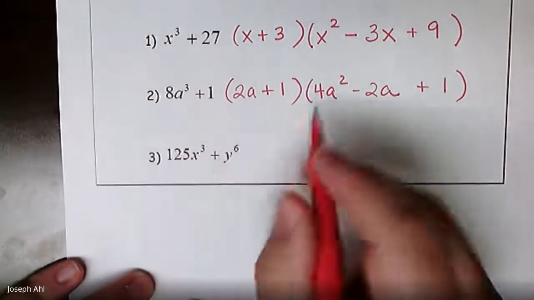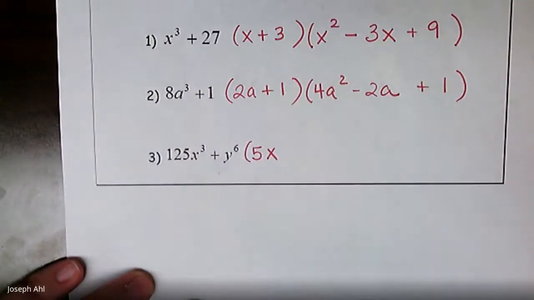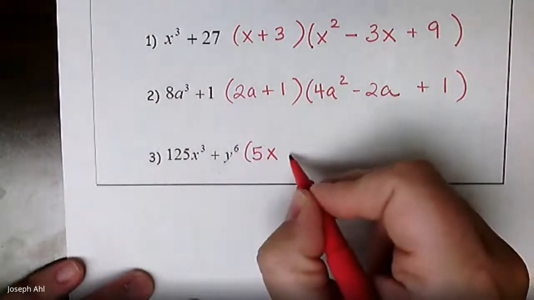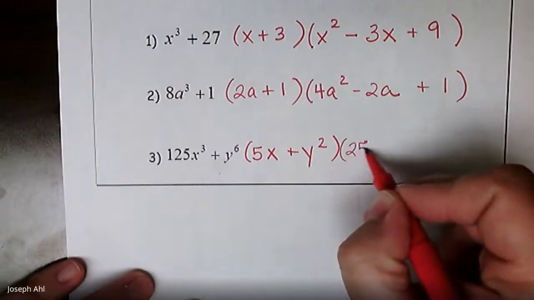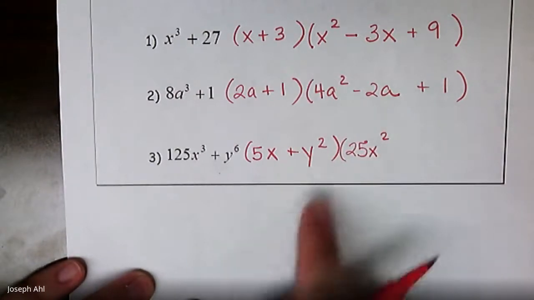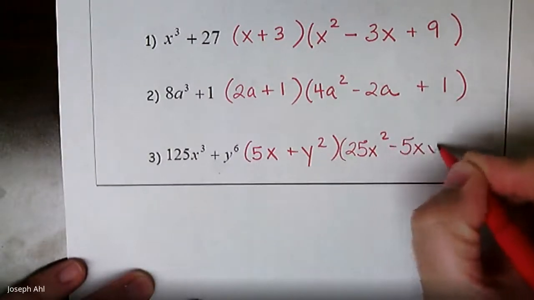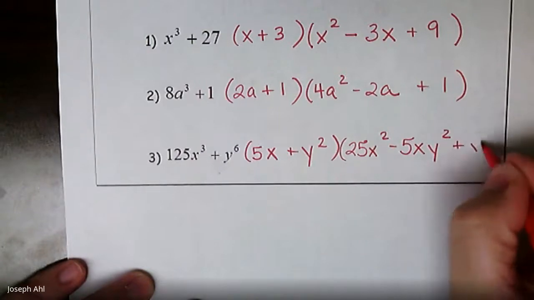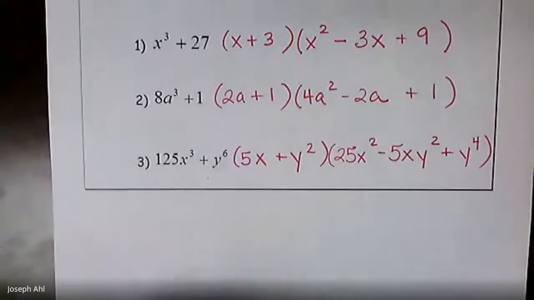So 125, that was that 5x, right? Perfect. 5 to the third would be 125. It's going to become plus y squared. And then from there, you would have 25x squared for the first term of the trinomial. Just don't forget to always square that coefficient as well. Minus 5xy squared. And then at the end, plus y to the fourth. Okay, if you did well with that, you're definitely on your way.